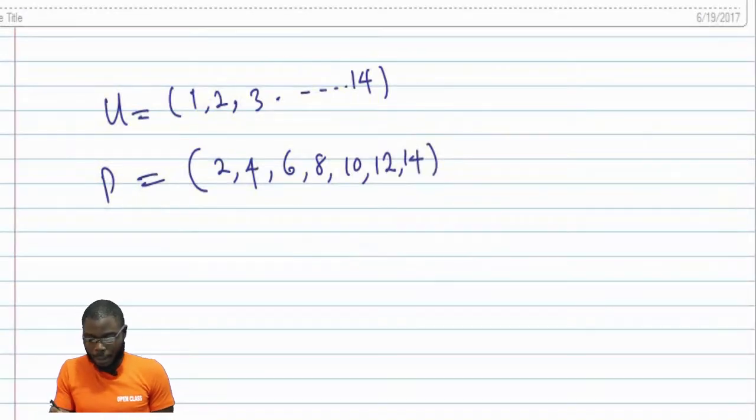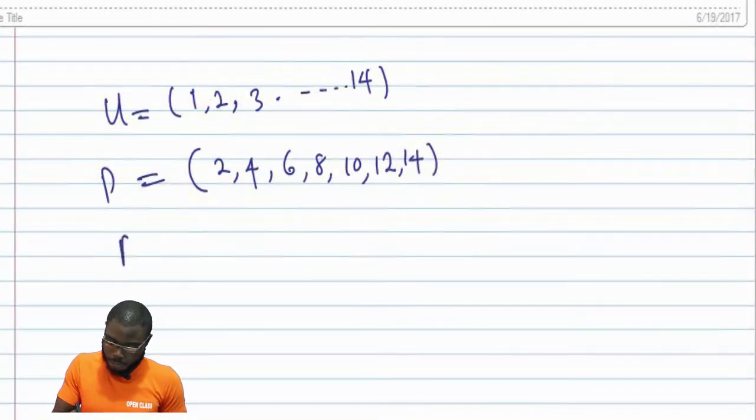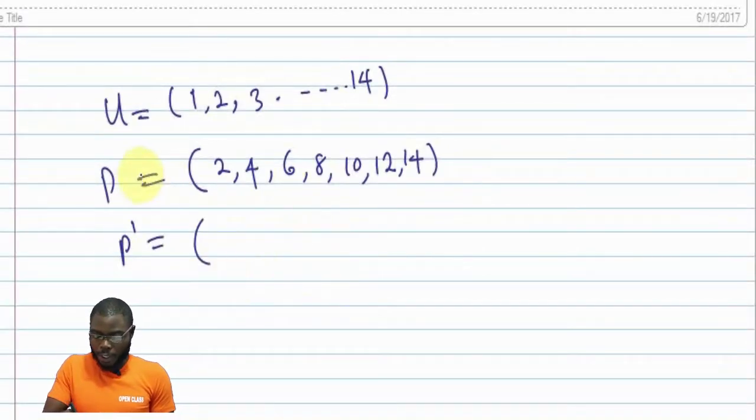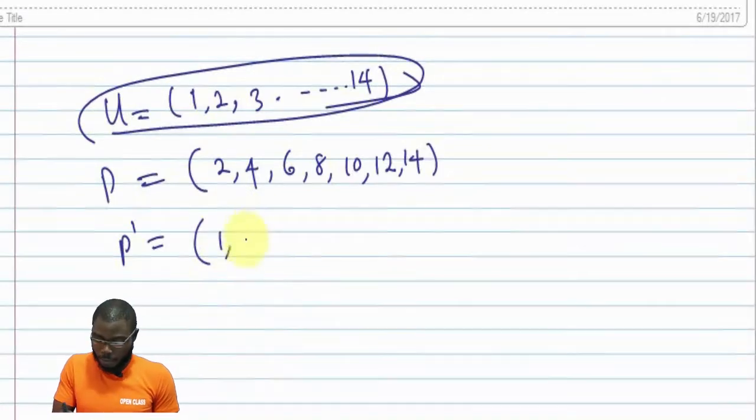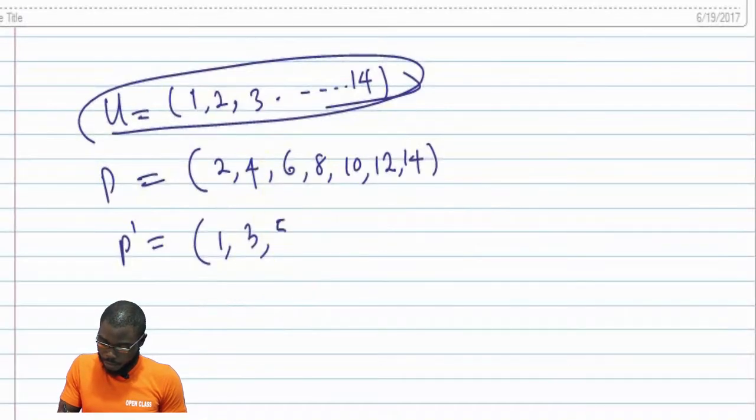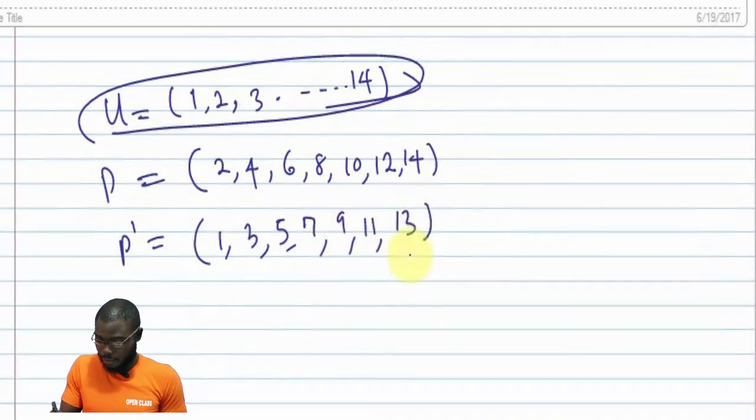All right. So the complement of p, which is p prime, are the numbers that would make up p to give us the universal set. Those numbers are the missing numbers here, such that when you add them, it gives us the total numbers that we have here. So you see that 1 is missing, 3 is missing, 5 is missing, 7 is missing, 9 is missing, 11 is missing, and 13 is missing.